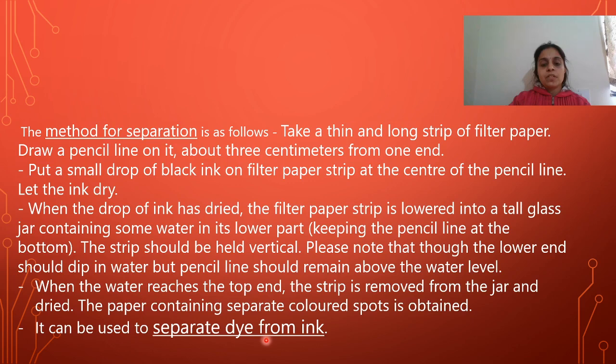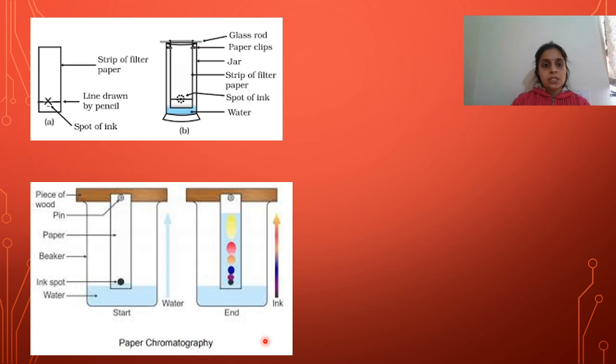This is used to separate a dye from ink. So we know ink is a mixture of many dyes, right? So this is how the procedure goes. You place water in a jar and then take a filter paper, and mark a pencil line. At the center, you put a black ink dot and then place it in such a way that the black colored dot does not directly dip in the water. The water level should be very low. Then the water starts moving by capillary action, and that's how the dyes get separated into different colors.